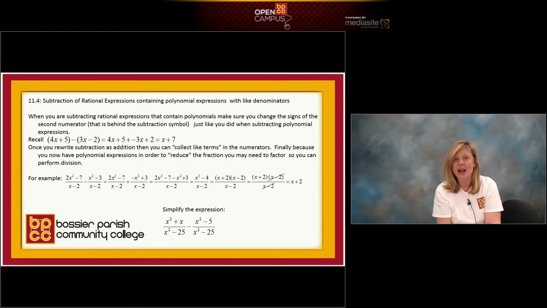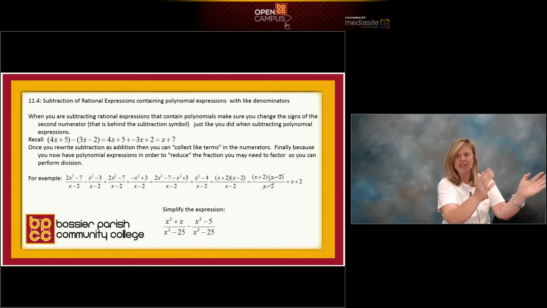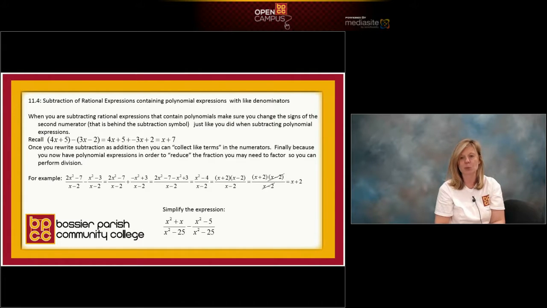I've made 1 fraction. But remember, the bar means to do division. And you cannot do division just yet because you're not connected by multiplication. So here's where that light goes off. I need to factor. How do we factor x squared minus 4? Well, that's a difference of perfect squares. So I put my 2 parentheses, I put my x plus 2, and my conjugate x minus 2.